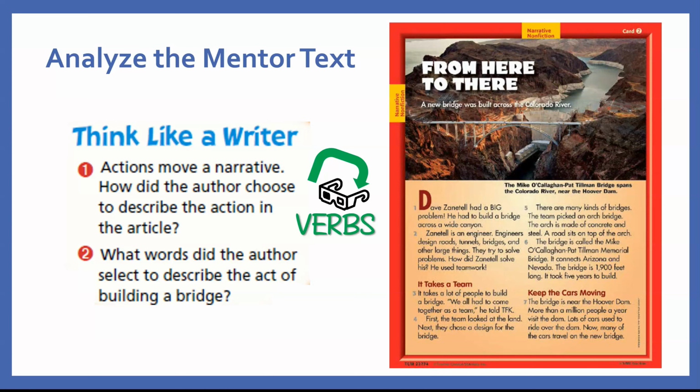We're also going to be looking for places where the author used transitions. I see some in paragraph 4 where the author uses the words first and next to help me follow along with what happens in the story. So these will be the pieces that we talk about when we come back together as a group to analyze this mentor text. And remember, you are going to be doing your own writing using the model From Here to There.